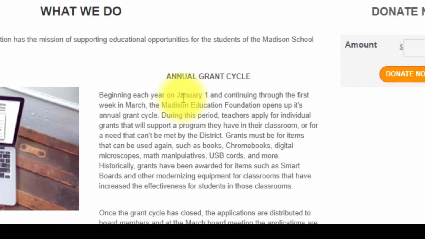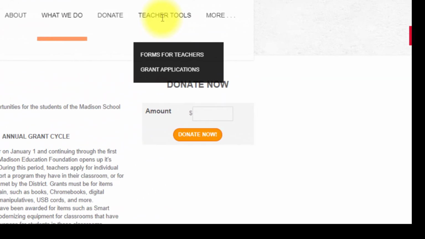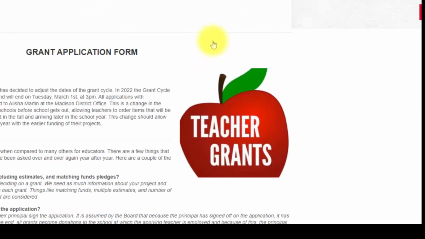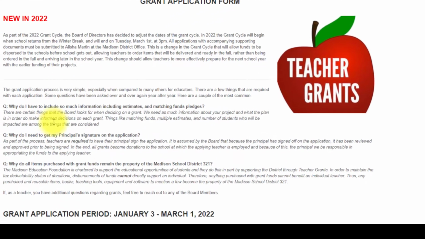So that will tell you when the cycle is so that you have your grant on time. So Teacher Tools, go to Teacher Tools and go to Grant Applications right there. And as you open that up, it will tell you again when the grant application is. Some very good questions right here.